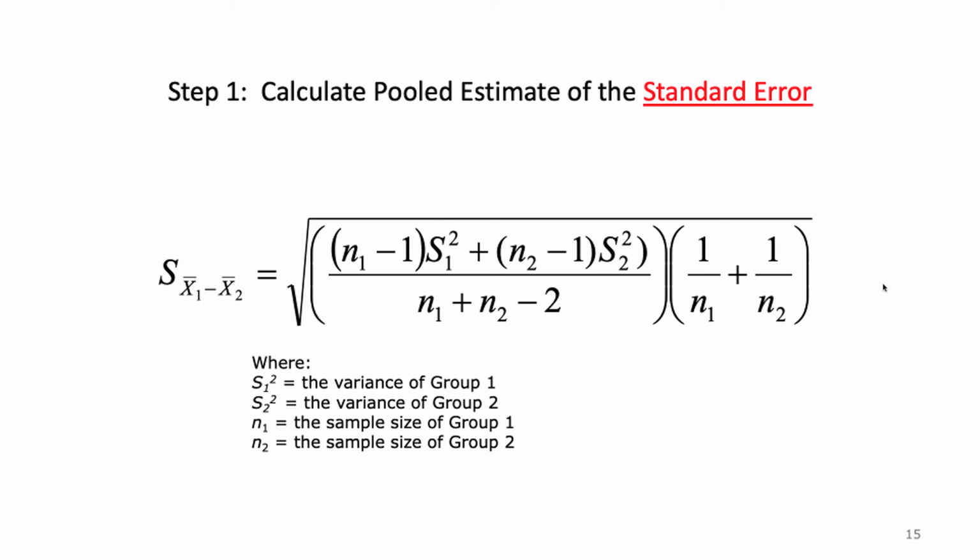All right, so this is calculating the pooled estimate of the standard error. So down below it, we have s squared sub 1. It's actually s squared sub 1. The 1 and the 2 are kind of in the wrong place here. It is the variance of group 1. The s squared sub 2 is the variance of group 2. N sub 1 is the sample size of group 1. N sub 2 is the sample size of group 2. We can plug and chug what we know from the last slide into this. Let's move on.